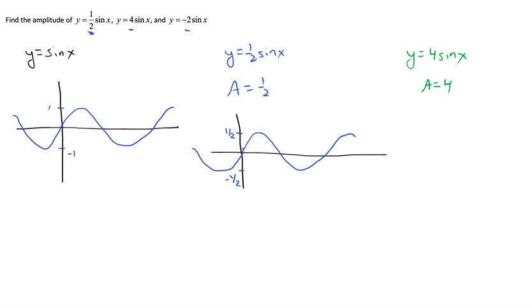Once again, nothing else changes, right? Of course, the way you scale it, you can make it a little bit larger or whatever, but just labeling it, it is going to go from -4 up to 4. Okay, what about this one? y equals -2 sine of x.